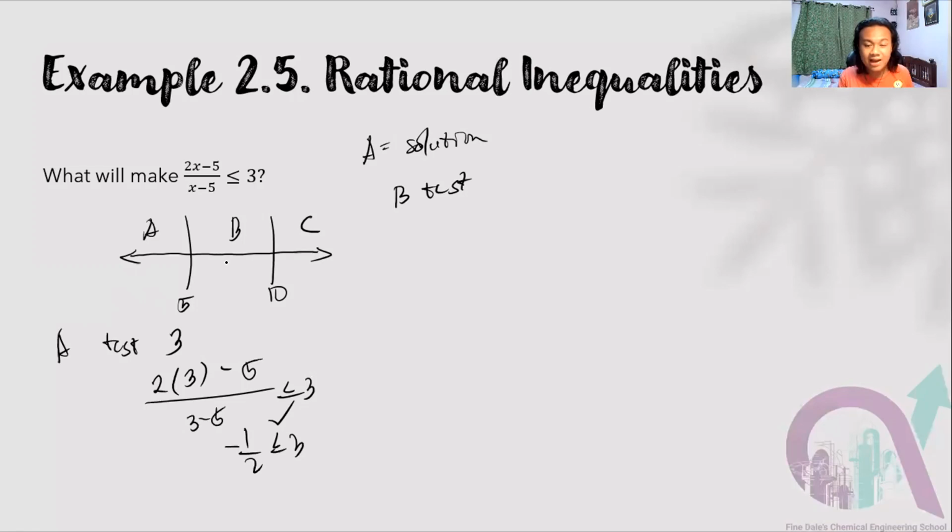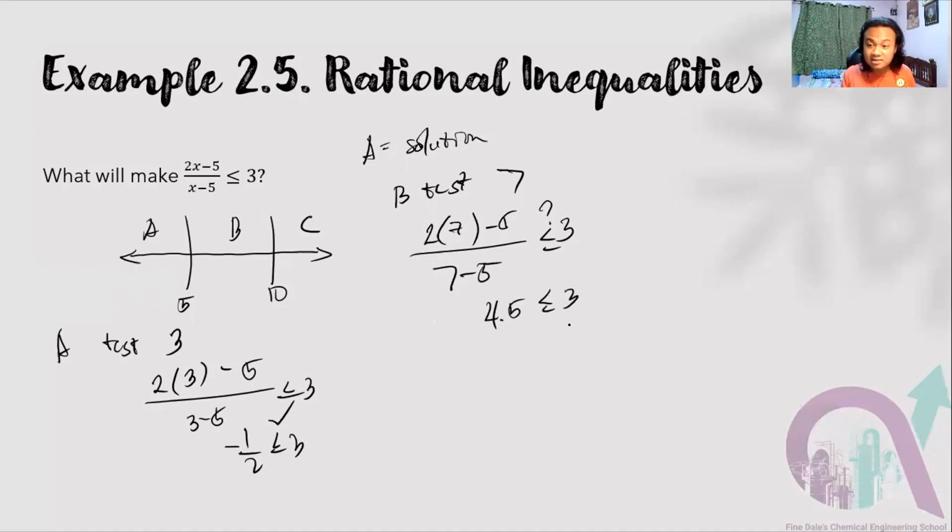Okay, so for B, we test a value between 5 and 10. So let's just put 7. Substitute it into the original function. So 7 minus 5, is it less than or equal to 3? If you solve it, you have 4.5, which is more than 3, right? So meaning B is not a solution. Not a solution.